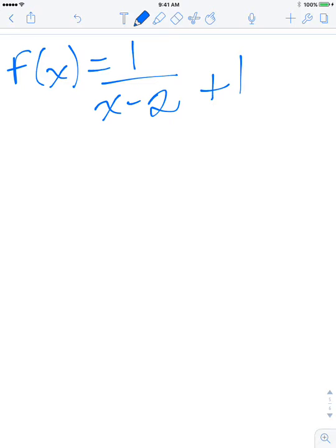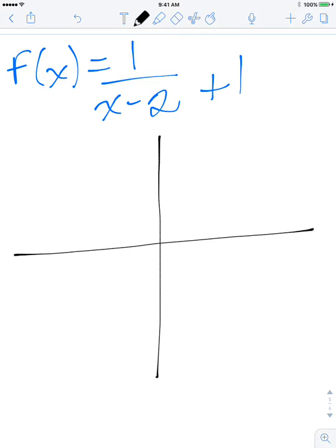Well, we know that this is a rational function. I'm not even going to go to Desmos this time because I want you to be able to sketch these, because the sketches will help you determine the domain and range. I know that I'm shifting it 2 units to the right, so I'm going to go ahead and draw. And I know I'm going to shift this 1 unit up.